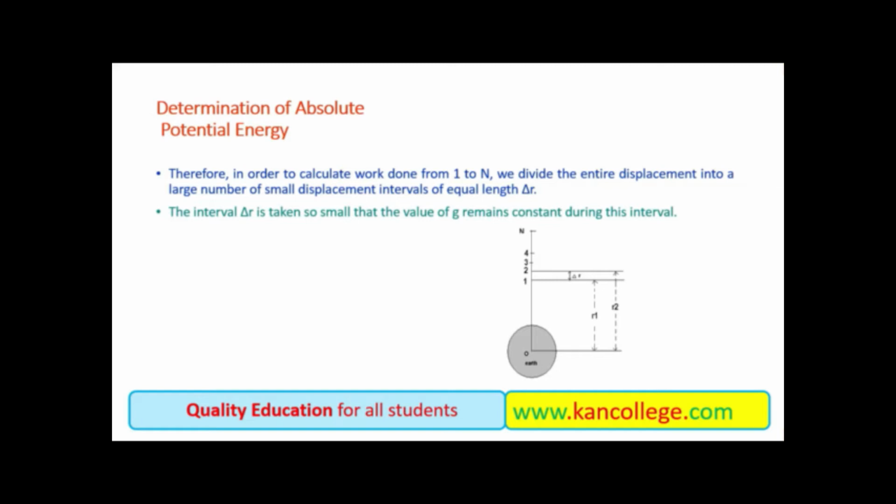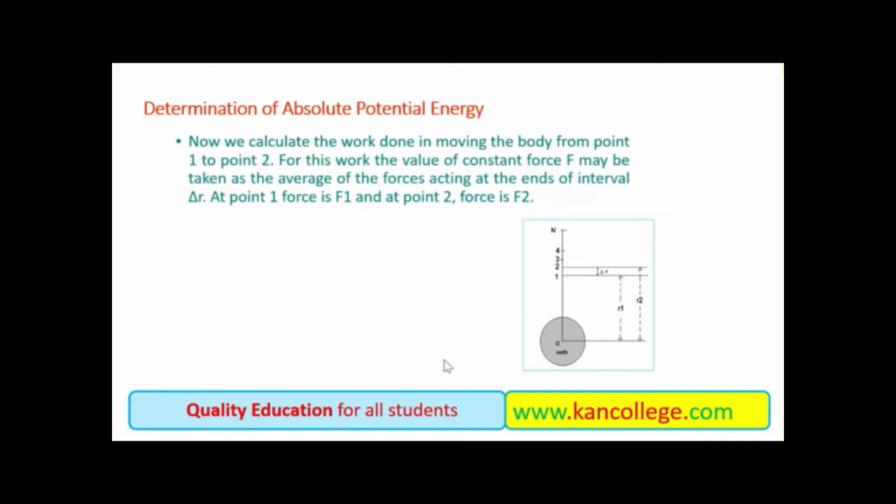So, to calculate the work done from 1 to end point, we divide the entire displacement into a large number of small displacements of length equal to delta r. The interval delta r is taken so small that the value of g remains constant during this interval. Now we calculate the work done in moving the body from point 1 to 2. For this work, the value of constant force F may be taken as the average of the forces acting at the ends of the interval delta r.